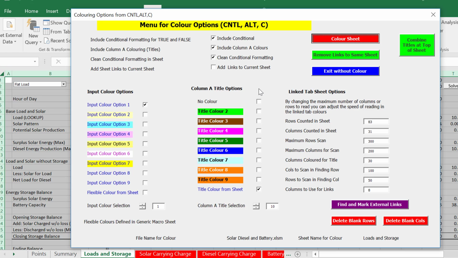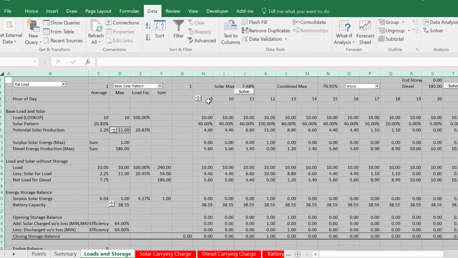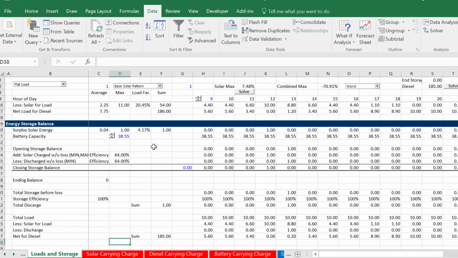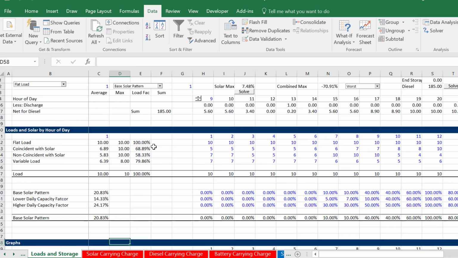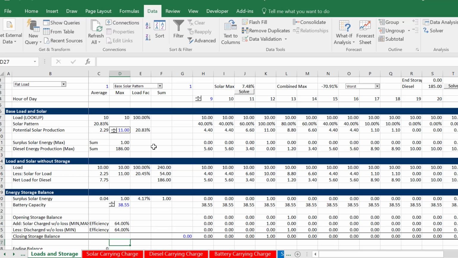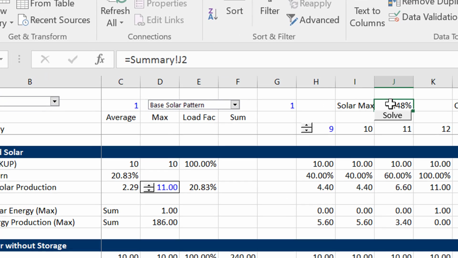I press this one that says Color the Sheet. Okay, and now this is an input. I hope you can see, okay? Don't worry about the battery capacity right yet, but you can kind of see what the inputs are and what the calculations are. Now, I took this percent savings. This comes from our summary sheet.